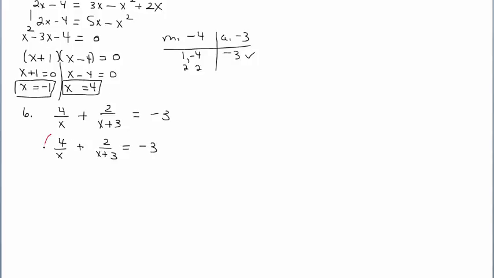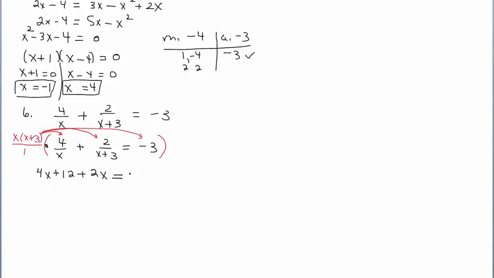Alright, building the LCD, that's going to be the product of x and quantity x plus 3. Alright, this first product, the x's divide out, leaving 4 to be multiplied by x plus 3. I'll go ahead and distribute that. 4x plus 12 plus, in this next product, the x plus 3's will divide out, leaving the x in the numerator to multiply by 2, so that's plus 2x. So I have to come back and collect these.